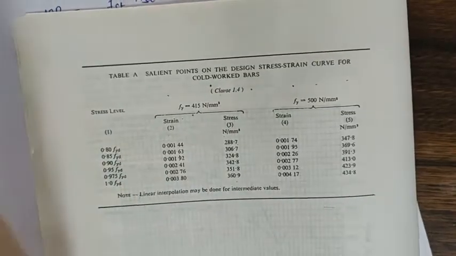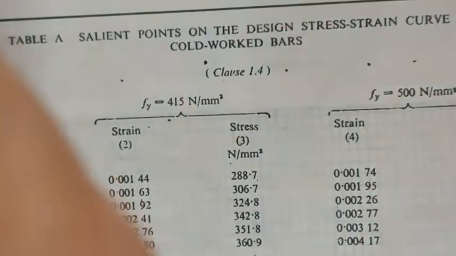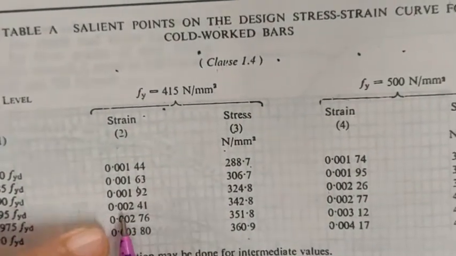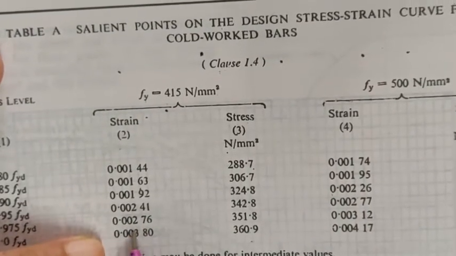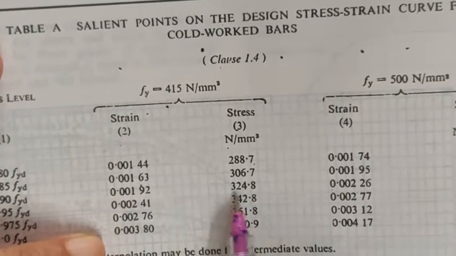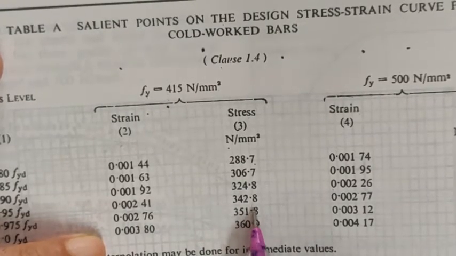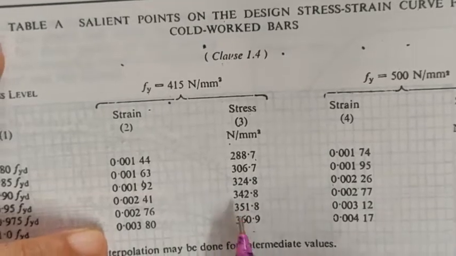Now the strain that I am assuming is 0.00254. So it means it is lying between 0.00241 and 0.00276. So it means the stress will lie between 342.8 and 351.8. So by linear interpolation, I'll be able to get the value of FSC in this zone. Okay. So corresponding to this, you calculate FSC by trial.